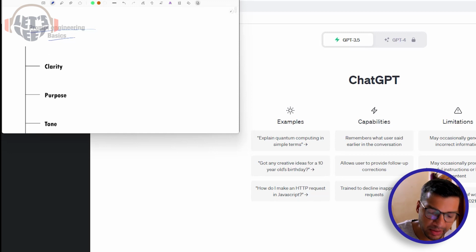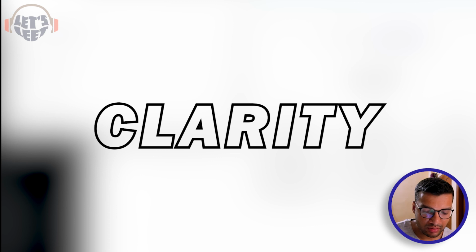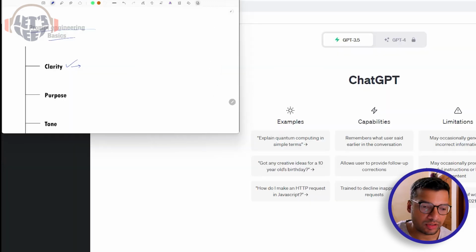Alright, so the first pointer is clarity. What do I mean by clarity in a prompt? So clarity basically means that I should be concise with what I'm trying to get an answer to via my prompt. Okay, मेरा कहने का क्या मतलब है? Let me quickly give an example.